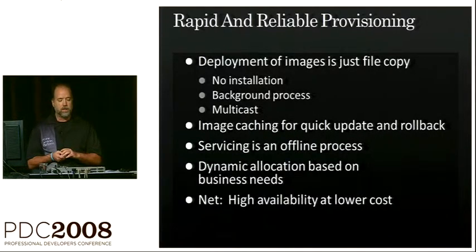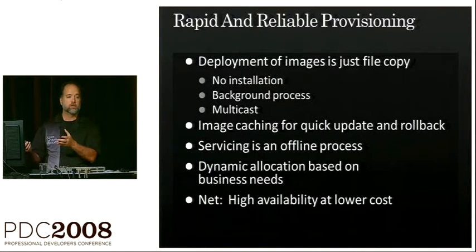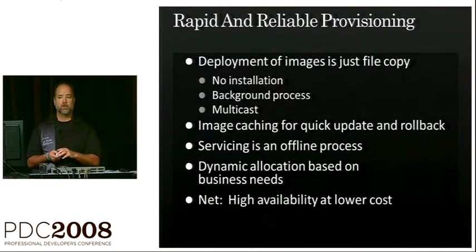We use a multicast transfer protocol that allows us, when sending an image to potentially thousands of nodes in the data center, to have that image appear on the wire only once.